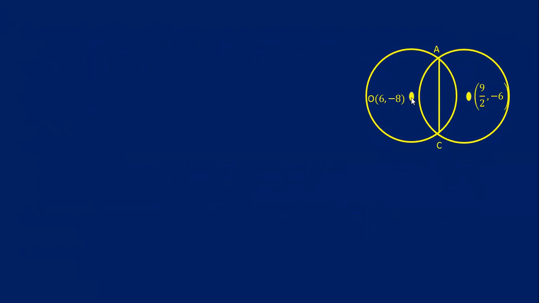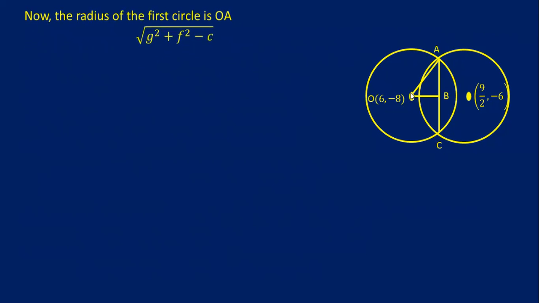Now we join O to A and we draw a perpendicular on AC. O to A, and the perpendicular is OB on AC. Now from triangle OAB, by Pythagoras theorem. Now the radius OA is the square root of g square plus f square minus c. The length of OA is the square root of 6 square plus minus 8 square plus 69. That means root over 169, that is 13. The value of OA is 13.